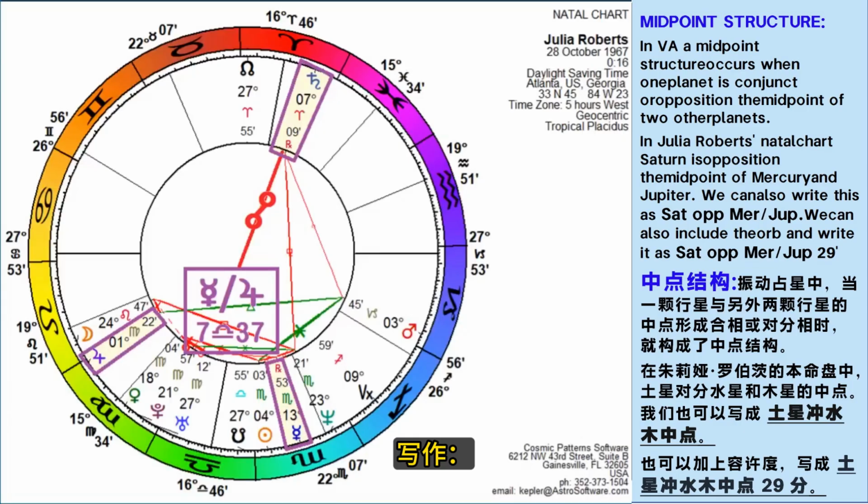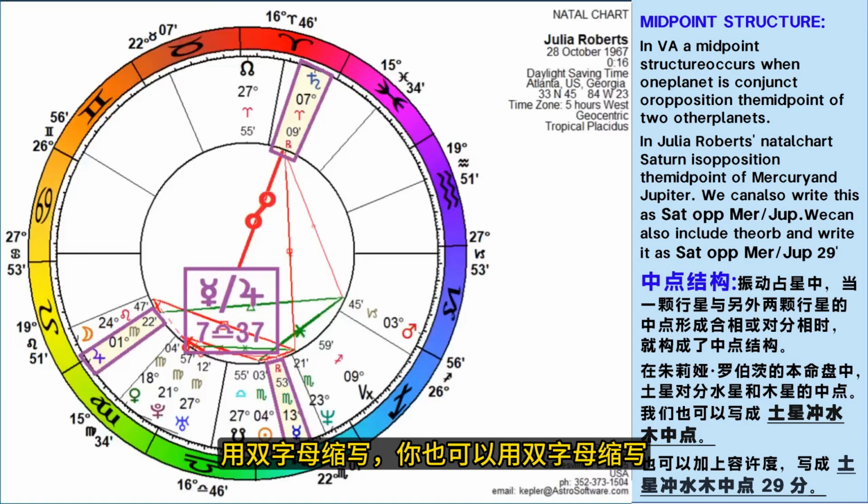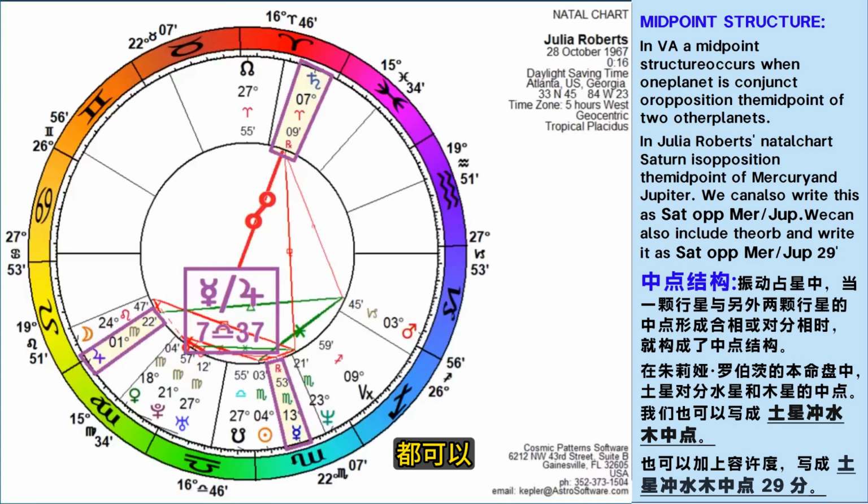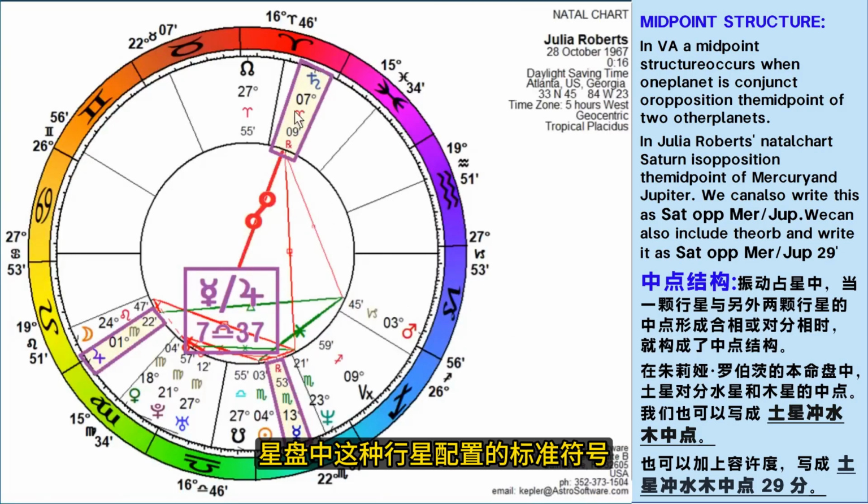Okay, and here's how we can write it. We can write Saturn op Mer/Jupiter. Some systems like to use 2-letter abbreviations. You can use a 2-letter abbreviation if you want to. I tend to use a 3-letter abbreviation, but either one is okay. We don't force you to use a 2-letter or 3-letter abbreviation in vibrational astrology. Of course, if you want to spell it out, you can do that as well. But there it is, Saturn op MER/JUP. That is a typical notation to indicate this planetary configuration that we see in the chart wheel.